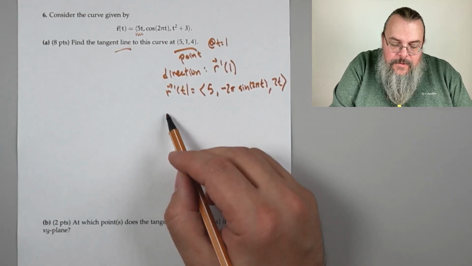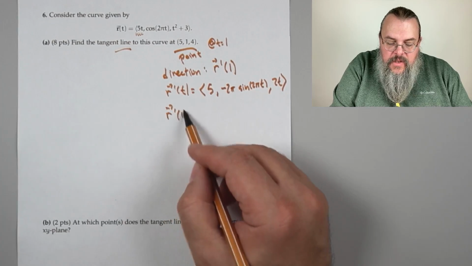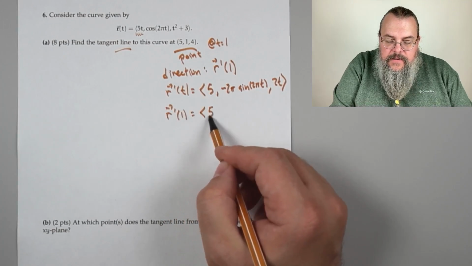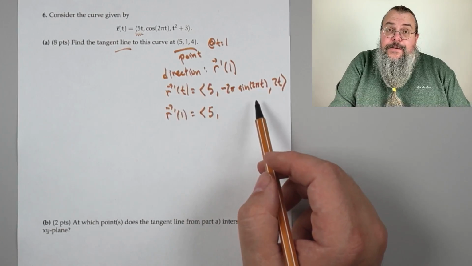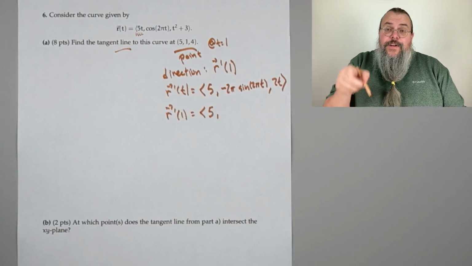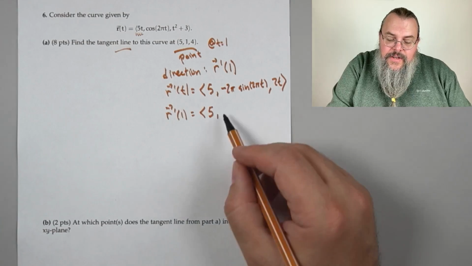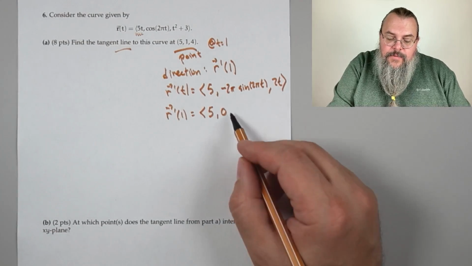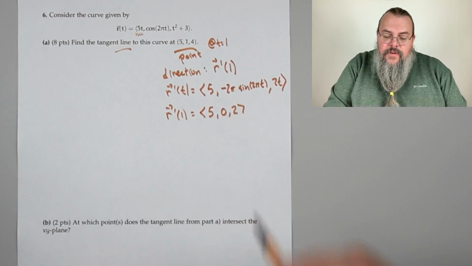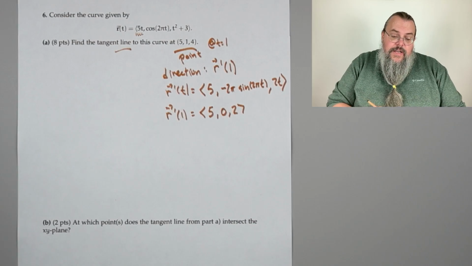So we plug in 1. What do we get? We get a 5. Sine of 2 pi is, you've gone full circle. You're back to where you started. So sine of 2 pi is 0. And then 2 times 1 is 2. So 5, 0, 2. All right.